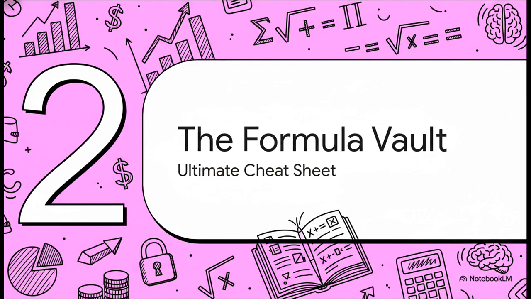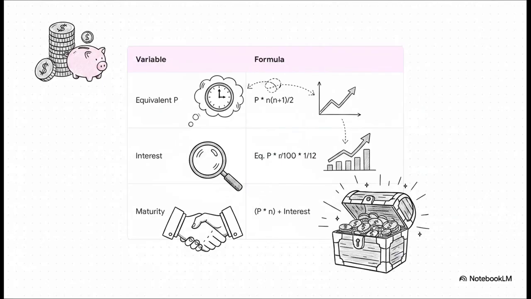Moving right along to section 2, the formula vault, the ultimate cheat sheet. Listen closely to this part, because these 3 formulas are literally all you need for the entire chapter. First up is your equivalent principal. You just take your monthly deposit and multiply it by n times n plus 1 divided by 2. Easy enough, right? Once you have that, you find the interest. And this is where you really see the beautiful connection to standard simple interest. It's just your equivalent principal multiplied by the rate over 100, multiplied by the time. But notice here, the time is always 1 over 12 because we converted everything into a 1-month equivalent.